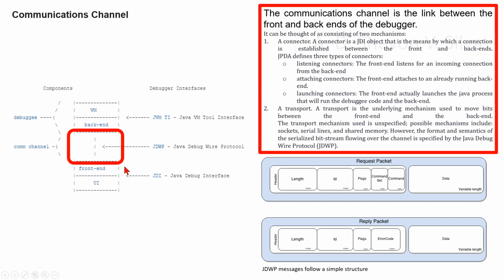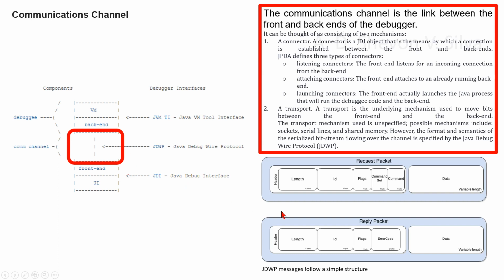A transport is the underlying mechanism used to move bits between the front end and the back end. The transport mechanism is unspecified. Possible mechanisms include sockets, serial lines, and shared memory. However, the format and semantics of the serialized bit stream flowing over the channel is specified by the Java Debug Wire Protocol, JDWP.